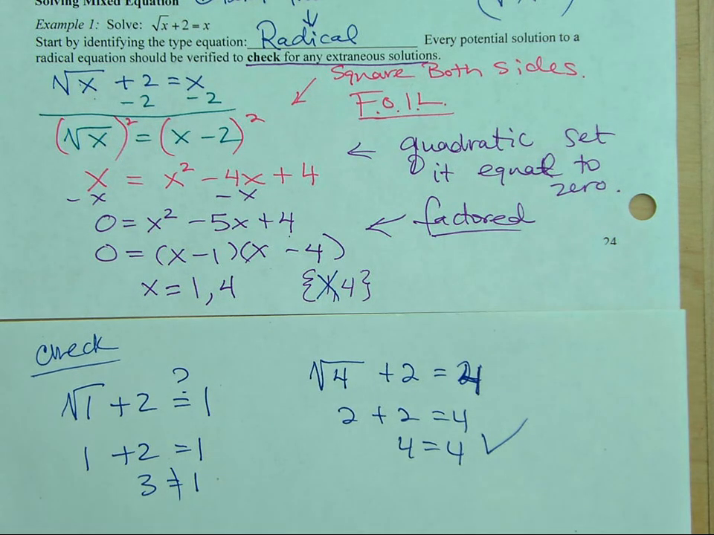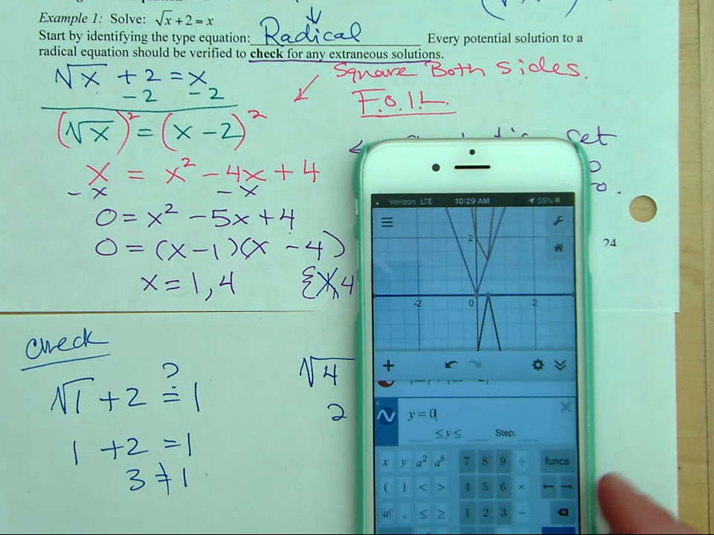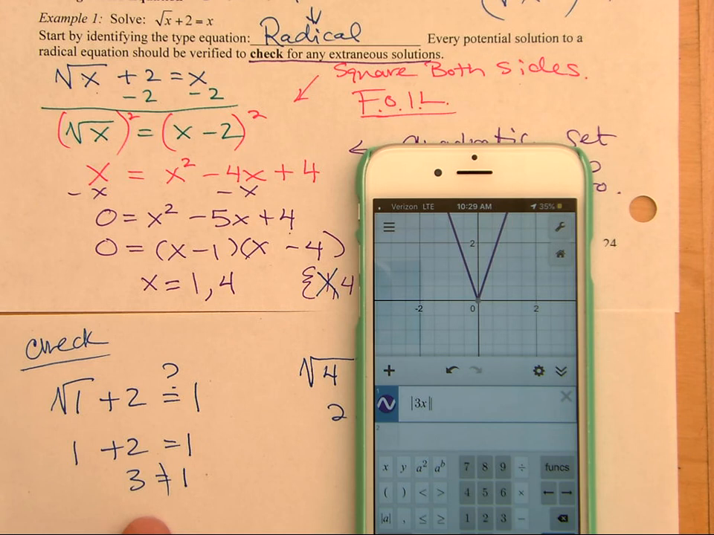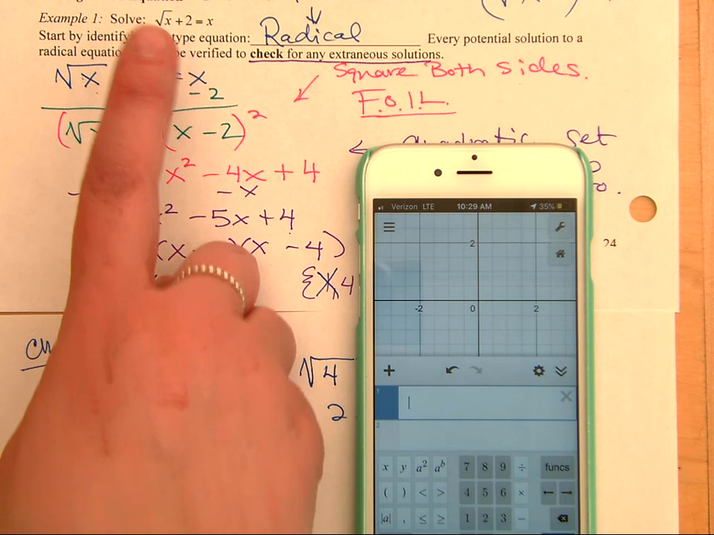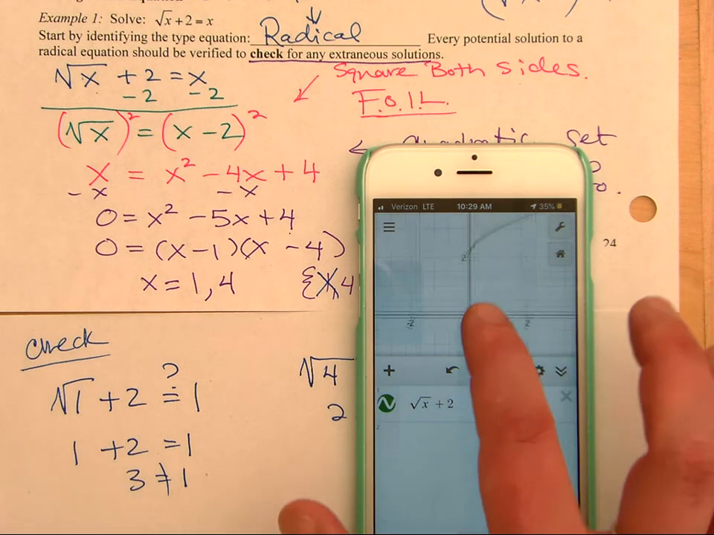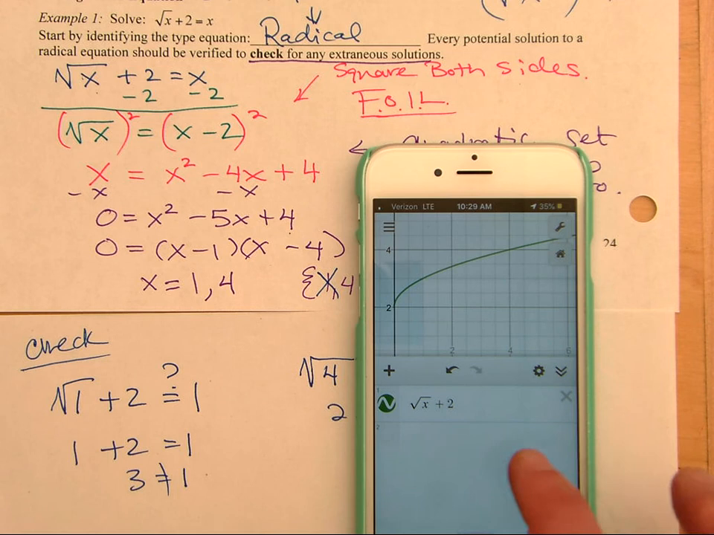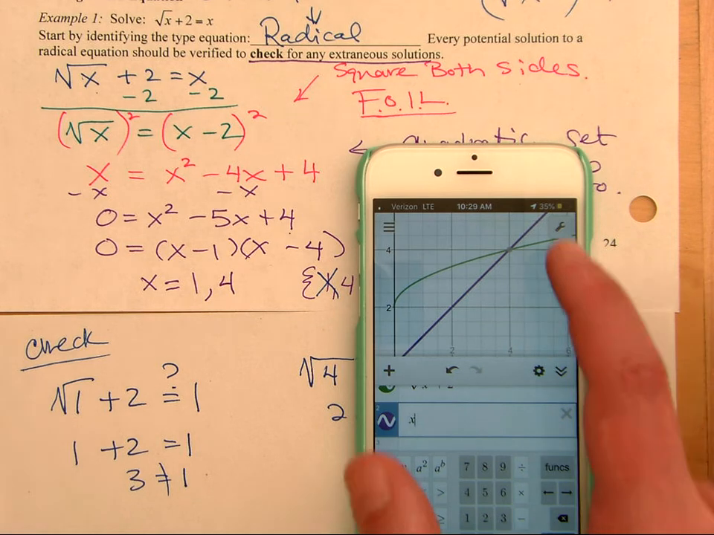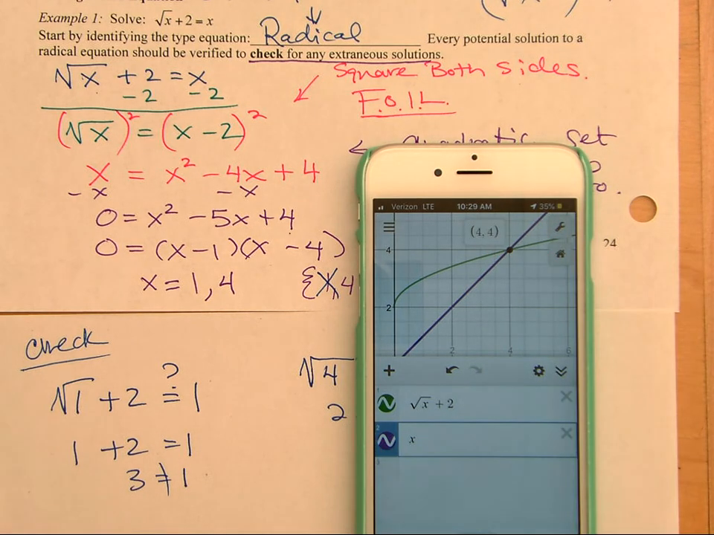Now, you can also graph these on Desmos. Some of you were finding that some of the problems you had were kind of challenging. So if you go to your Desmos, if you're not sure what's going on here, especially if one of the problems doesn't check out, I'm just deleting these old ones, we can take one side of the equal sign. I'm going to go square root of x plus 2. And that's what that looks like. And then on the second line, I'm going to type in y equals x, or in this case, just x. And you can see here, that's their point of intersection, 4, 4.